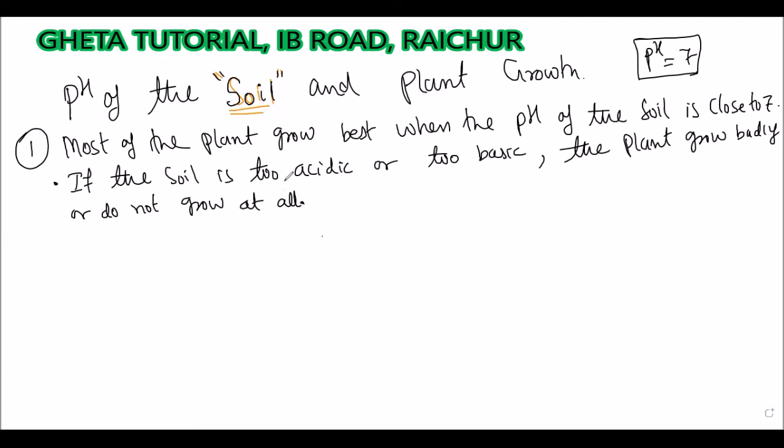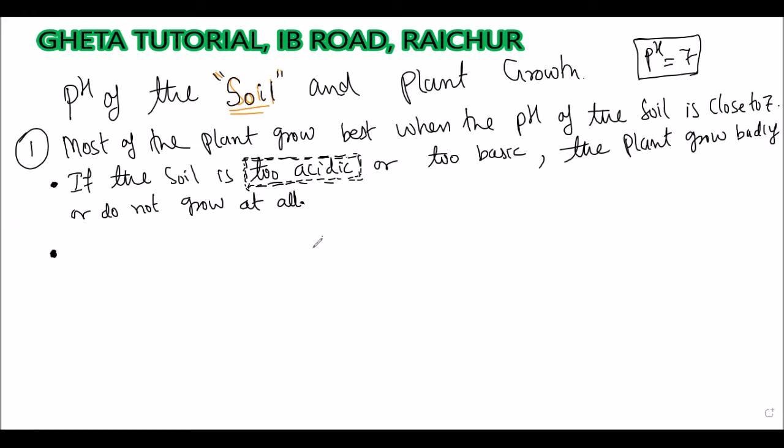Now suppose the soil is too acidic. Then what should the farmer do? We said the plant will grow very badly or not grow at all. He cannot go to any other field because he has his own field. So if the soil is too acidic, what will the farmer do here? He will treat it with base. Exactly correct.